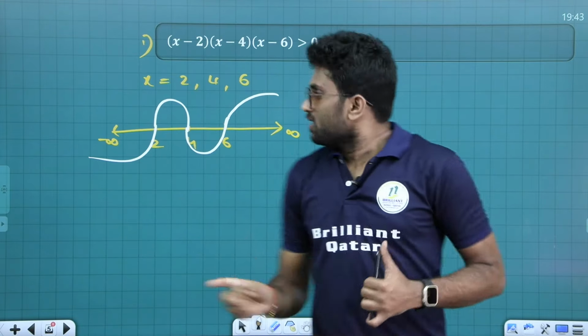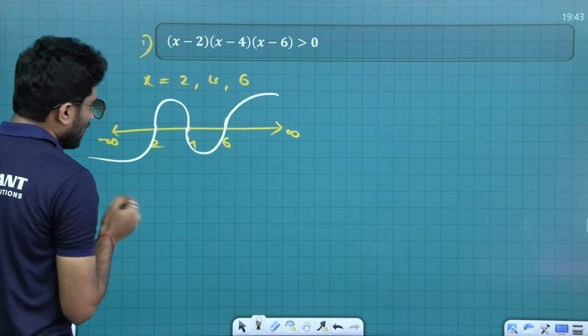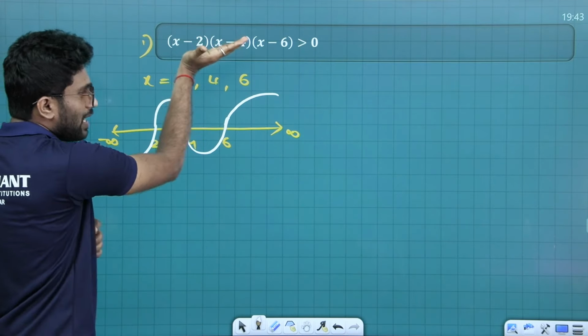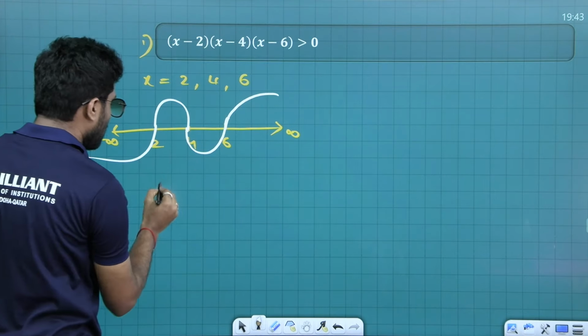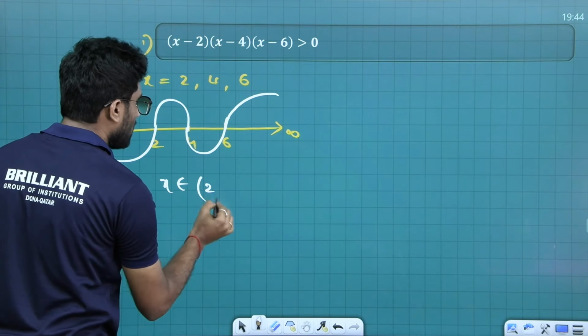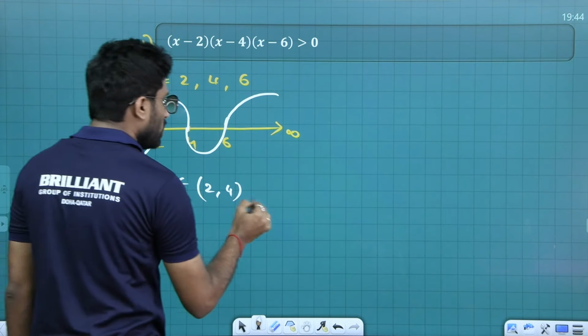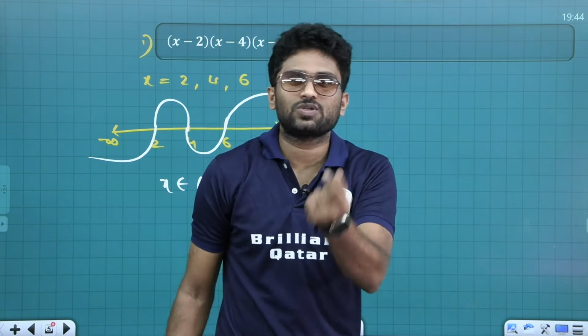Okay. Now, look at the wavy curve for the given inequality. According to that, the region which lies above the number line is positive, below the number line is negative. We need greater than 0. That means only open brackets, and that too above. So x belongs to (2, 4) union (6, infinity). See the beauty. So simple.